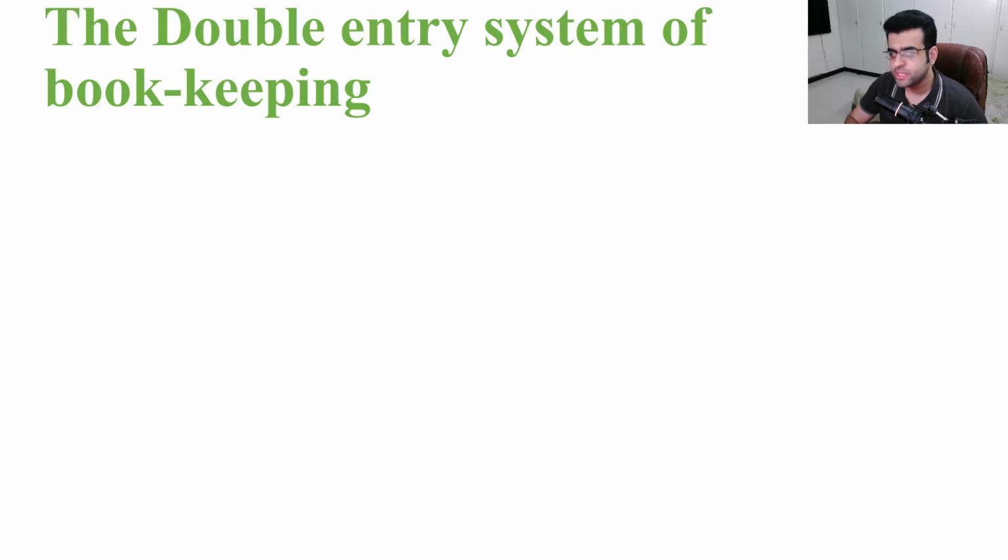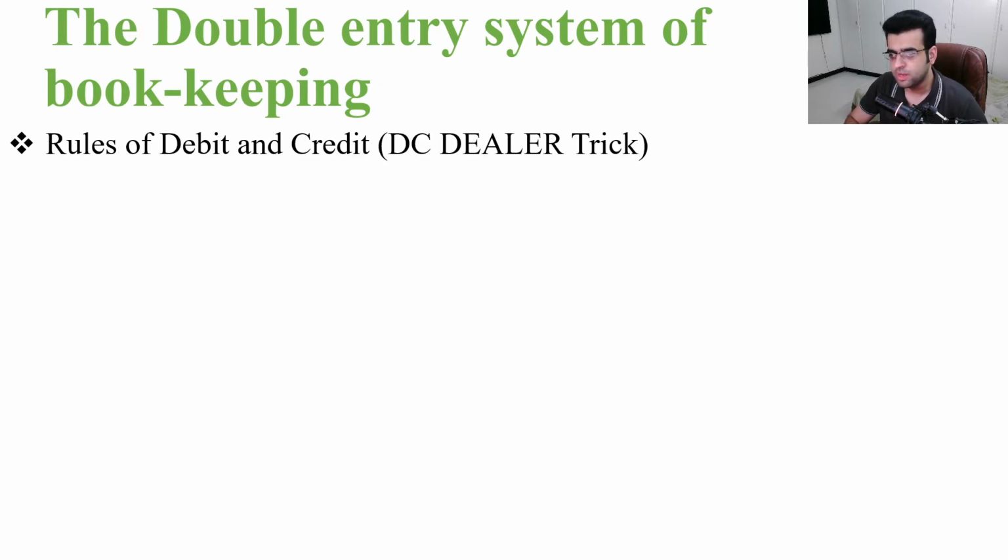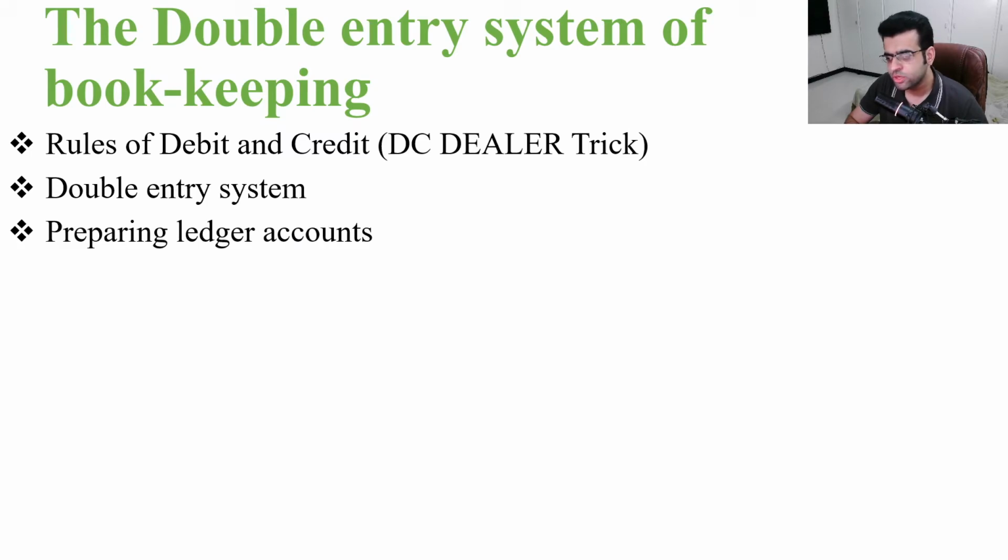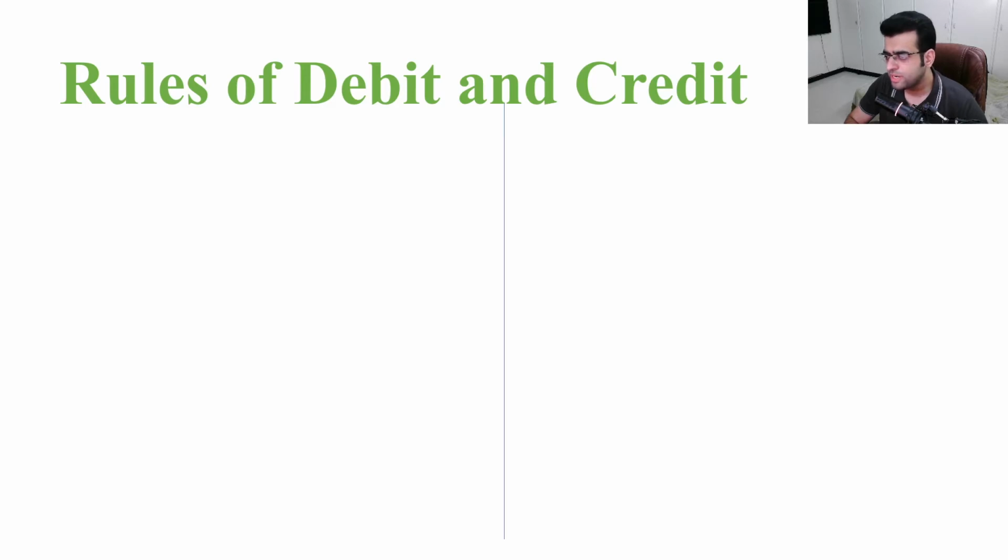Today we will be discussing the double entry system of bookkeeping. We will understand the rules of debit and credit through the DC dealer trick. Then we will understand further about the double entry system, and then we will also learn how to prepare ledger accounts. So, rules of debit and credit.